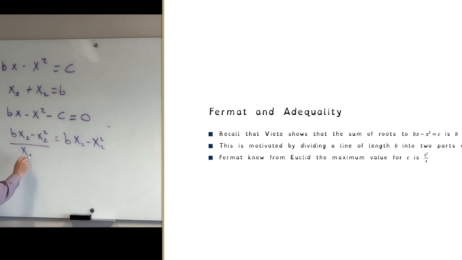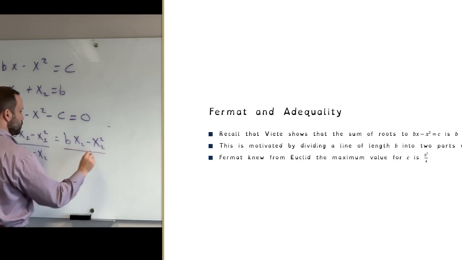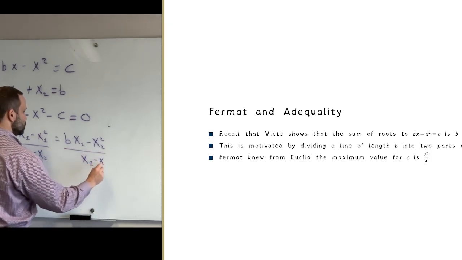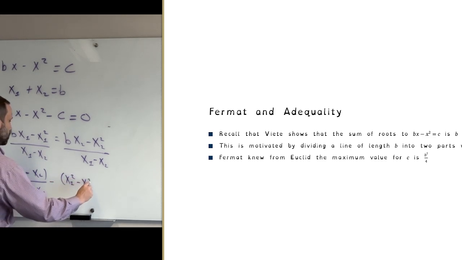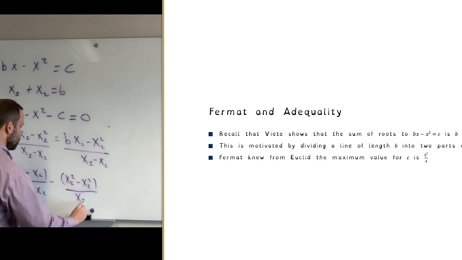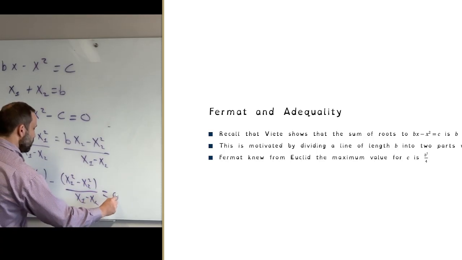Okay, so what I'm going to do is divide both sides of this, again, like I did before, by x1 minus x2. This is exactly what I did before. And if I rearrange, we're going to get exactly what we got before, which is going to be b times (x1 minus x2) over x1 minus x2, and then minus (x1 squared minus x2 squared) over x1 minus x2, and this is equal to 0.